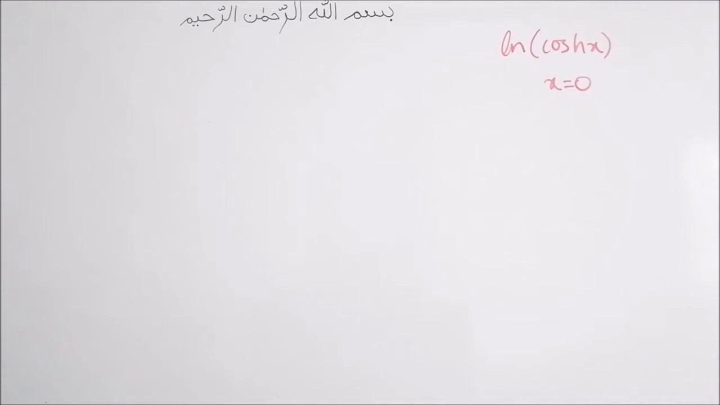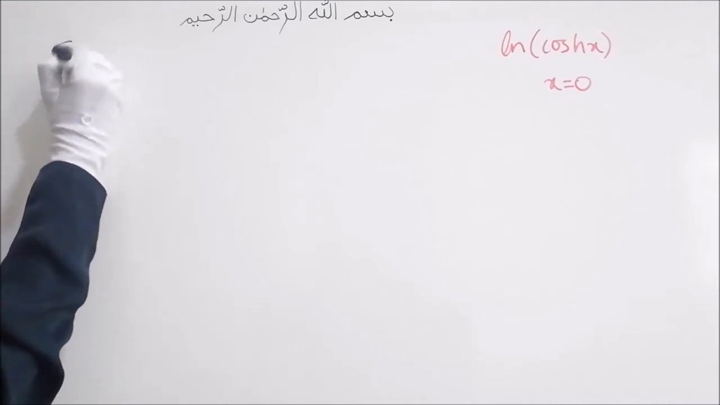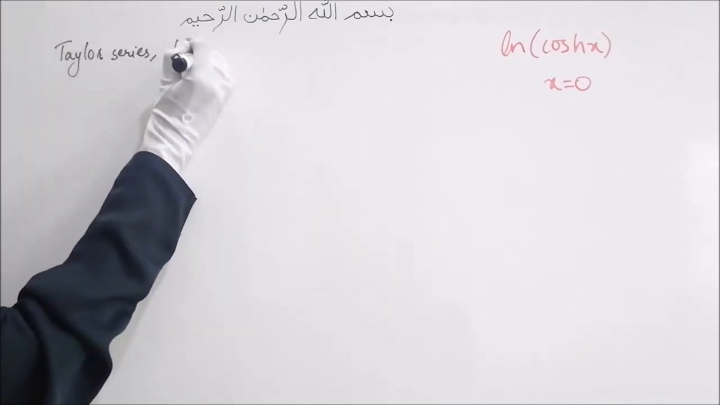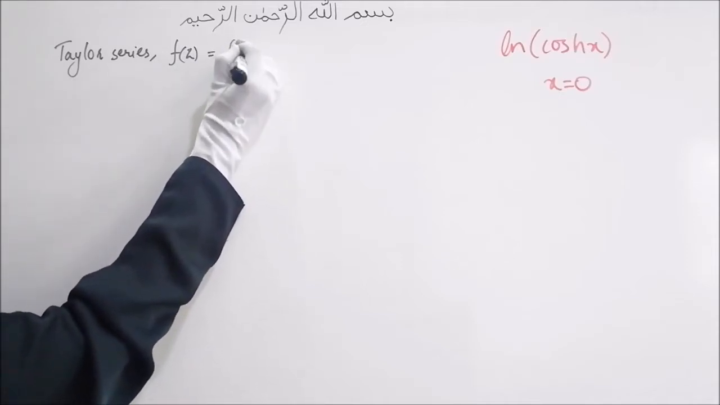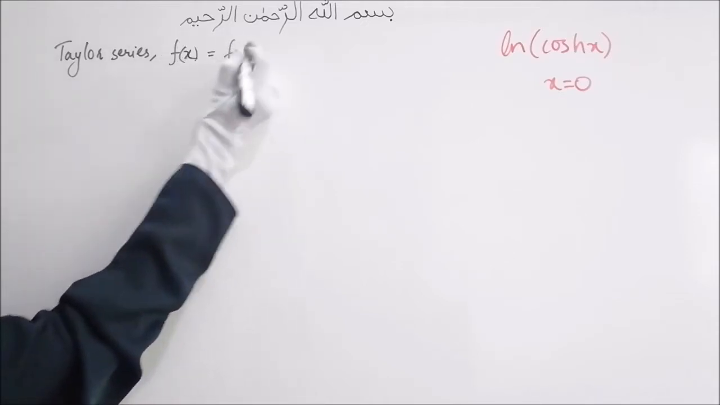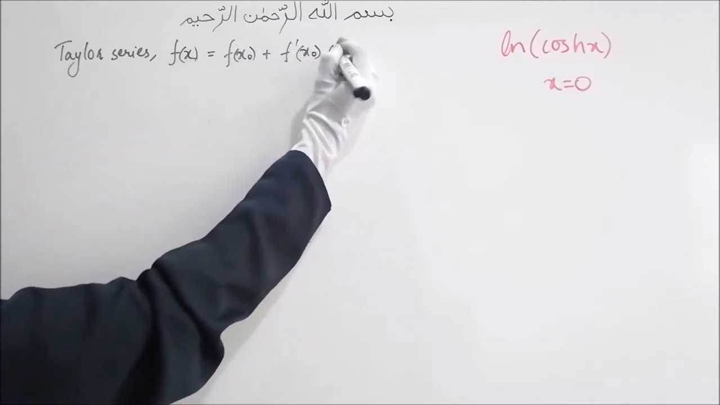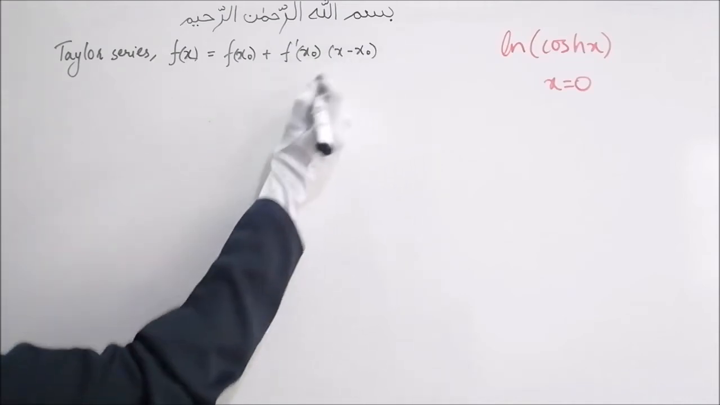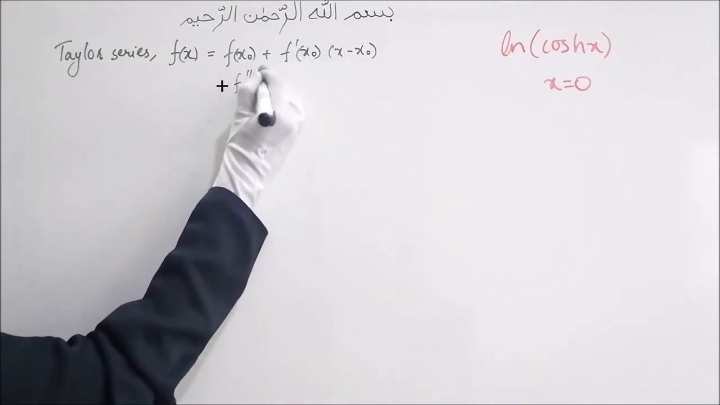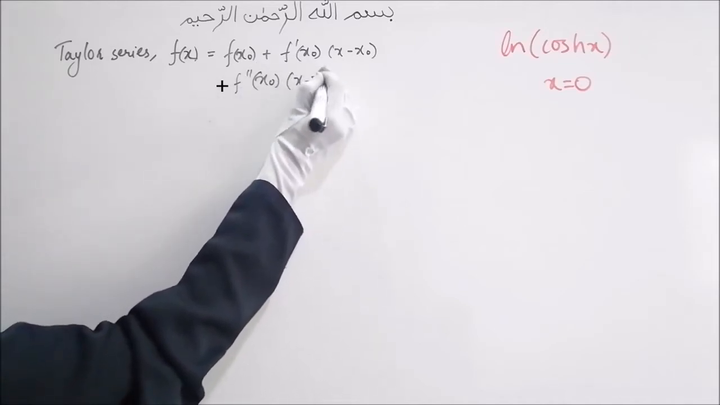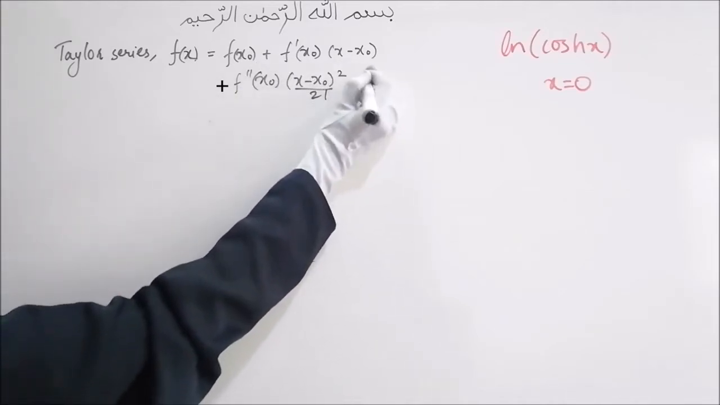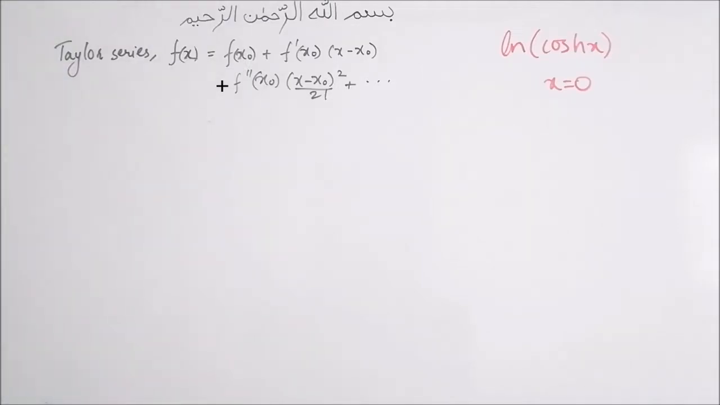In problem 2, we needed to find the starting terms in the Taylor series expansion of log cos hx about the point x equals 0. Now we know the Taylor series is given as f of x is equal to f of x naught plus f dash of x naught into x minus x naught plus f double dash of x naught, x minus x naught the whole squared upon 2 factorial, plus so on, and this series goes on.